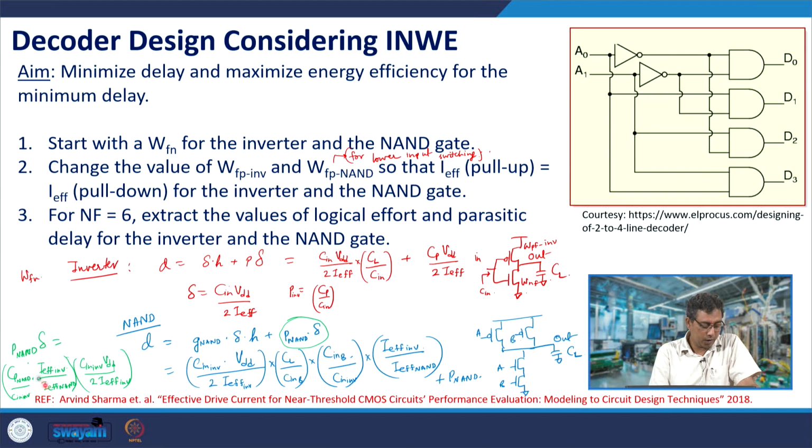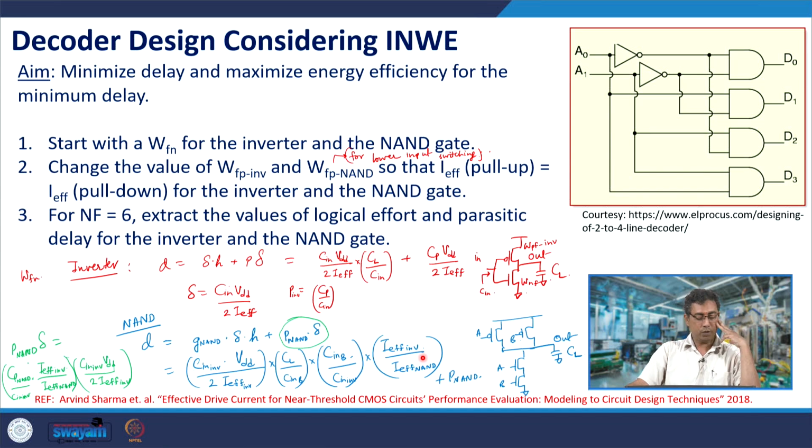So, this is also a constant because parasitic capacitance increases as the size of the gate increases and effective current also increases as the size of the gate increases. So, this is overall a constant for a given finger width. So, this way we can calculate.